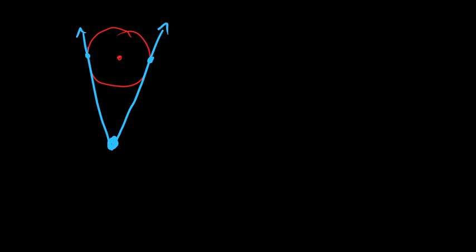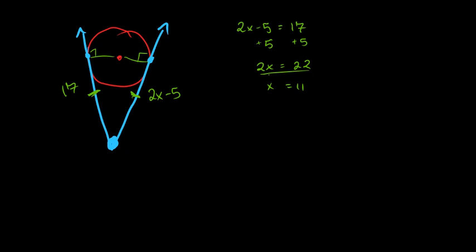And what this theorem says is that these pieces are in fact congruent. So if I have a value, let's say this is 17 and this is 2x minus 5, I should be able to set these pieces equal. 2x minus 5 is equal to 17. Because I know from this section those pieces would be congruent. I'd be able to solve this two-step equation by adding 5 to both sides. 2x would equal 22, and x would equal 11 after I divide each side by 2.